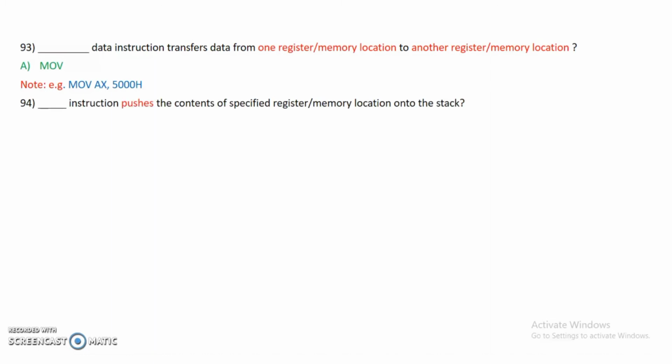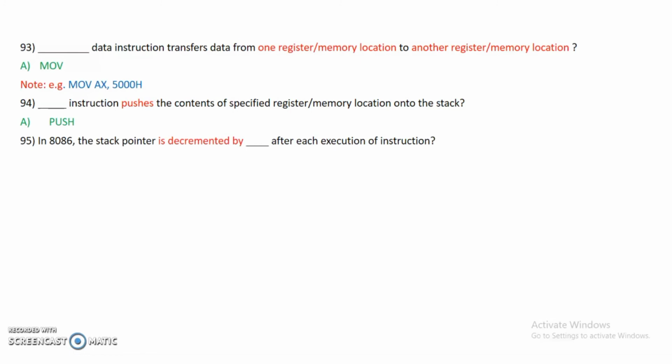Bit number 94. The dash instruction pushes the contents of a specified register or memory location onto the stack. As I told you earlier, whenever there is a particular thing on the stack, you have to remember either push or pop. When you are pushing, the answer will be push. When you are removing, the answer will be pop.